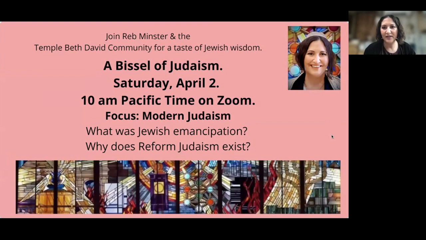Today, we are doing a Bissel of modern Judaism. We're starting with what was Jewish emancipation and moving forward through why does Reform Judaism exist, and touching briefly on the way in which the revolution of Reform Judaism led to other movements in Judaism.